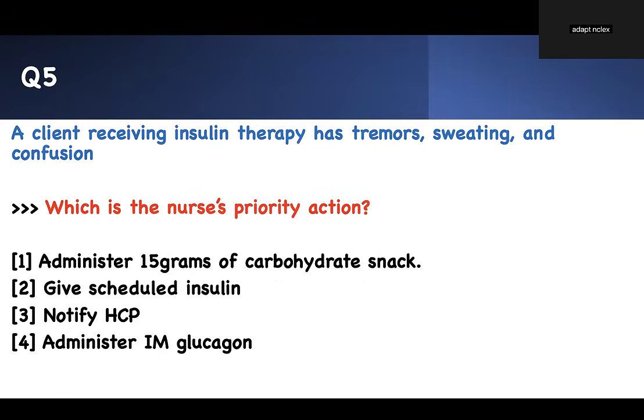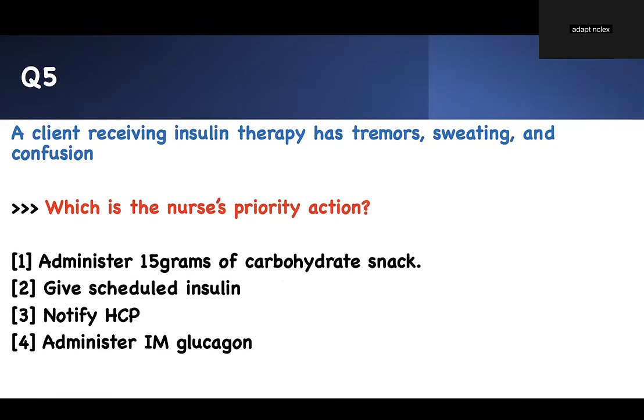A client receiving insulin therapy has tremor, sweating, and confusion. Those are buzzwords. Those are the things you're supposed to focus on. Don't go away from it until you know what it means. These are signs and symptoms of what? Hypoglycemia. What is the next priority action?